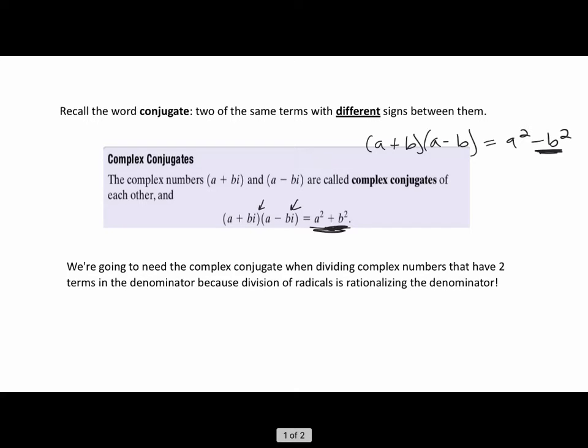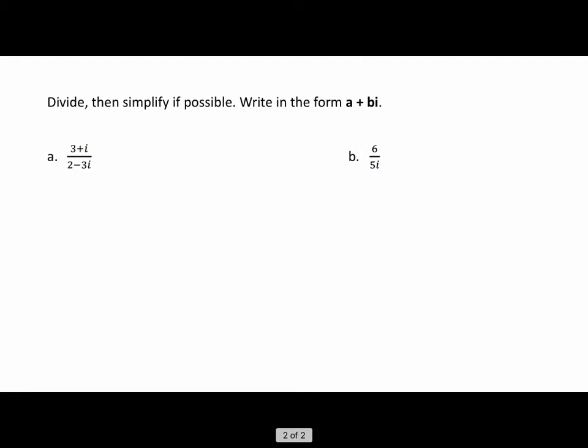So this is something that you can use. It's not necessary to be able to multiply those together and get that. You could just distribute each term to each term and not worry about this complex conjugate answer. But we do need a complex conjugate when dividing complex numbers that have two terms in the denominator, because division of radicals is just rationalizing the denominator. We learned that in chapter 10.5 on rationalizing denominators and numerators.